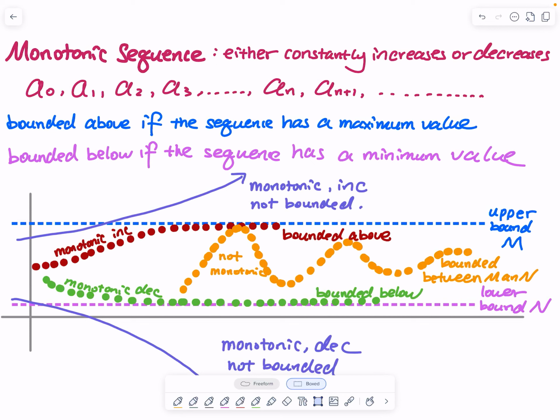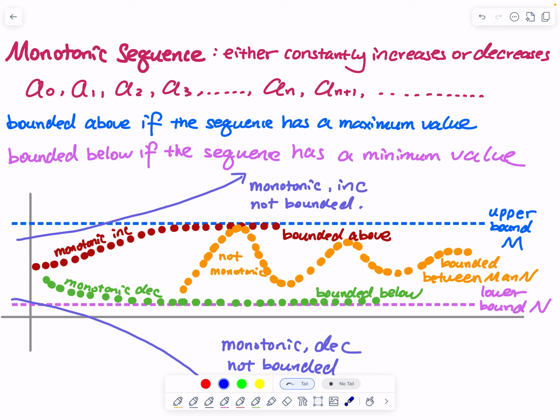Okay, let's talk about monotonic sequences. A monotonic sequence is a sequence that either constantly increases or decreases. I know there is a lot of information going on right there because it is hard to speak, write, and then make it nice at the same time.